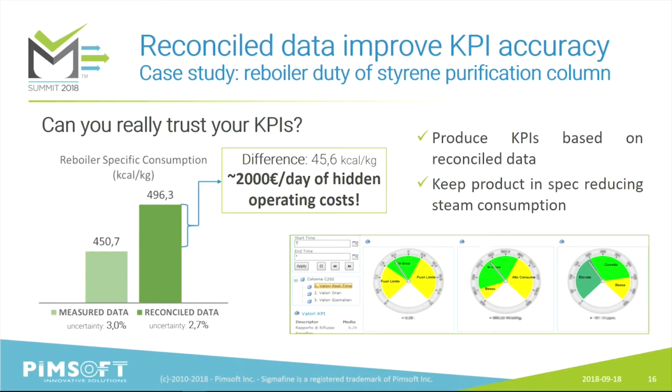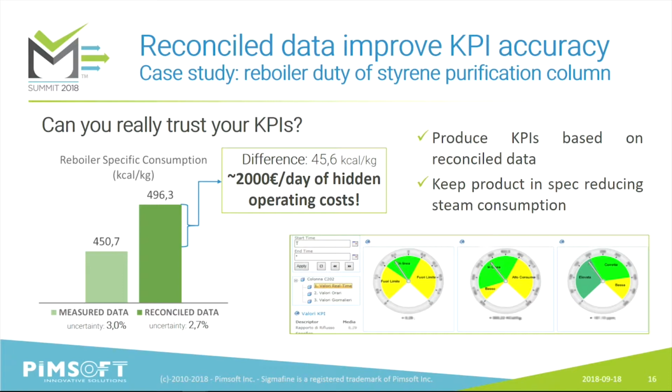The scope of using the thermodynamic extension also includes monitoring calculated KPIs. The problem is if you don't have Sigmafine working for you and producing reconciled and validated values, you may have inaccurate KPI values. I think this is something that Massimo probably touched on a little bit earlier. Here on the left side, we have an example of a specific consumption of steam in a reboiler.